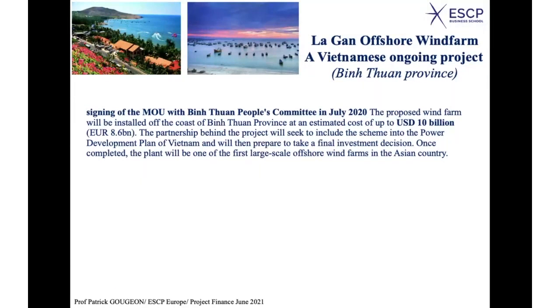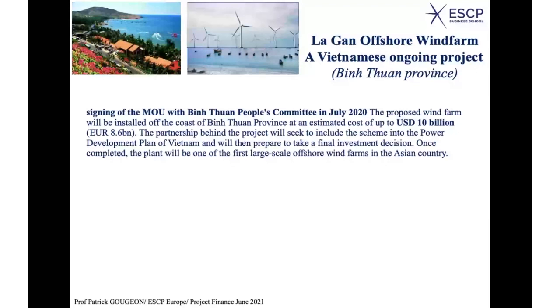Once completed, the plant will be one of the first large-scale offshore wind farms in the Asian countries. So it's a kind of new type of project for Asia, but indeed, this type of project has been developed already in other countries, so that the technology is proven. And remember what I said, you know, you need to have this dimension to make sure that the risk, the technological risk, is not too high.